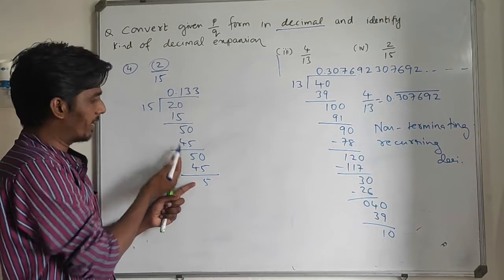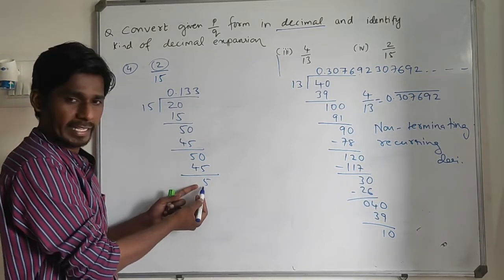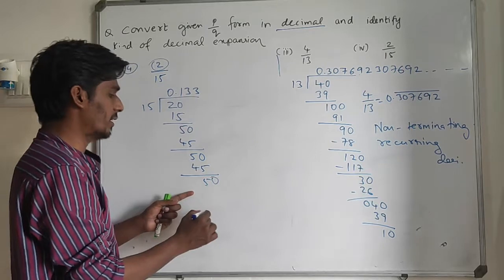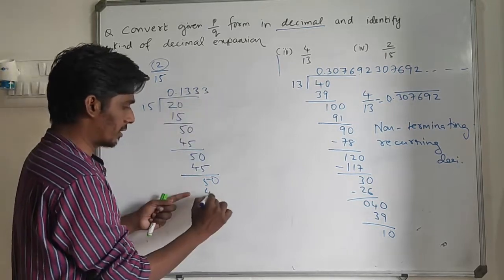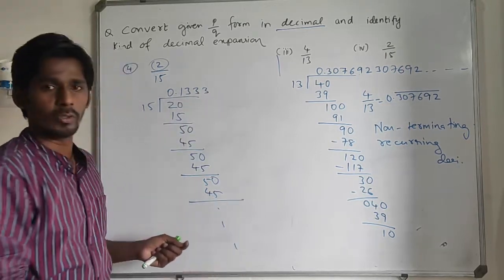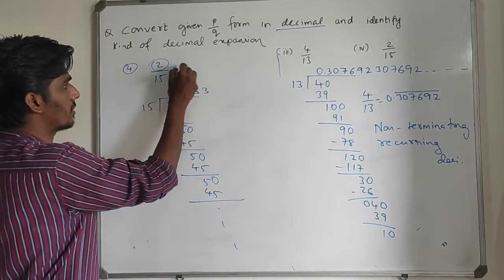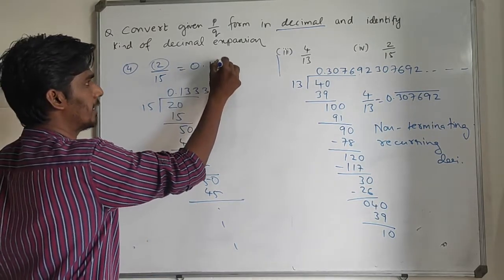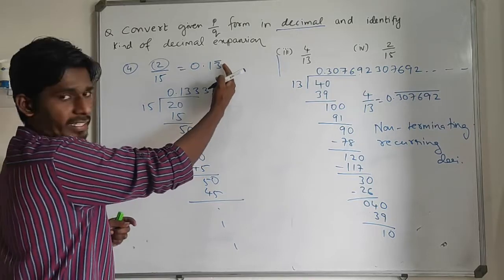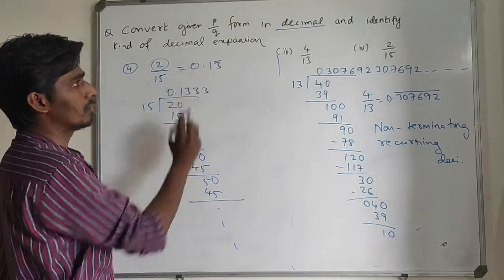Here I got the remainder 5. Again here I got the remainder 5. Again I am getting the remainder 5. Again it's 50. Then again it's 3. Then again it's 45. So no need to keep on doing this. We can just write down this answer as 0.13 bar, because only 3 is recurring here. So I am going to keep that bar on 3 only.